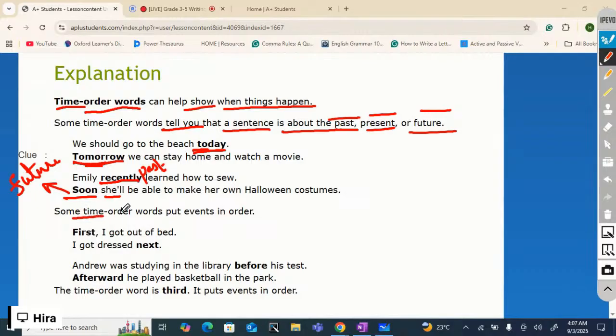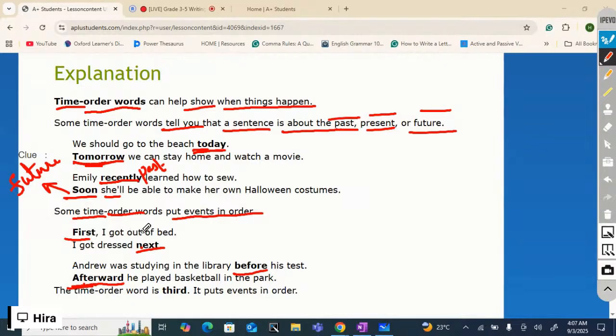Some time order words put events in order. Means when you want to make a sequence of events, when you want to put events in an order, you use some time order words. Otherwise, how would you tell what happened first, what happened next? So the words like first, next, before, afterward, these are time order words and they put events in order.